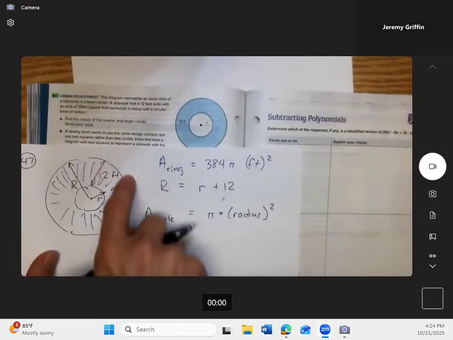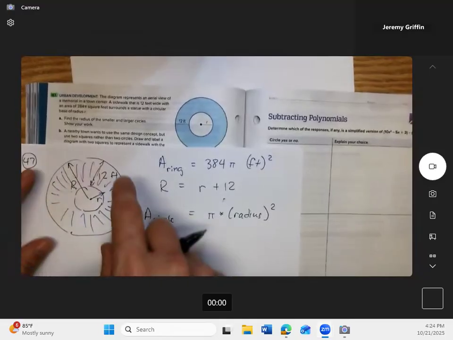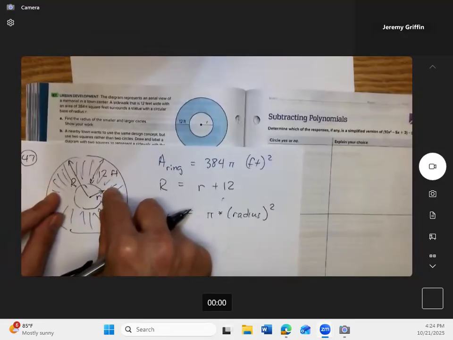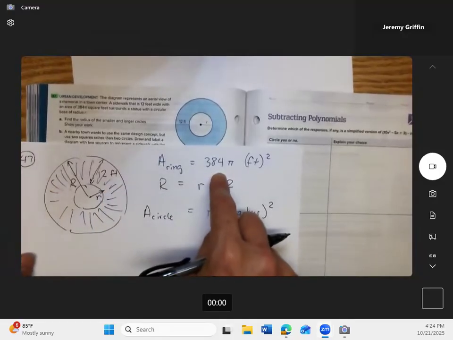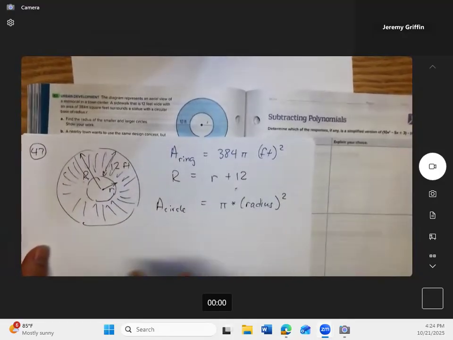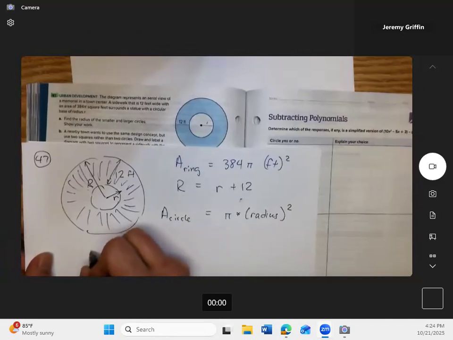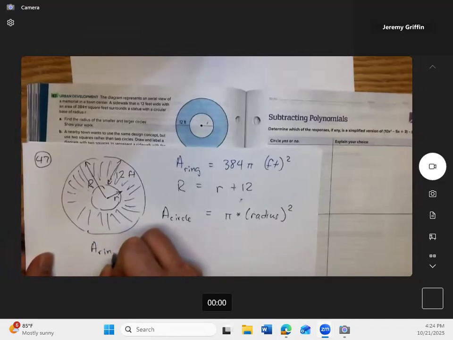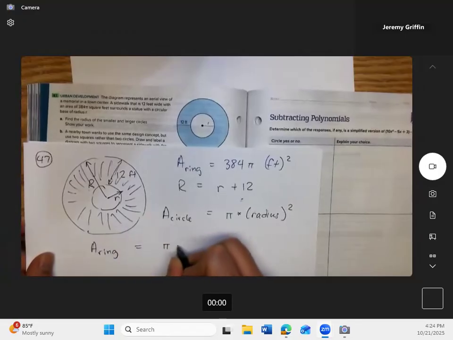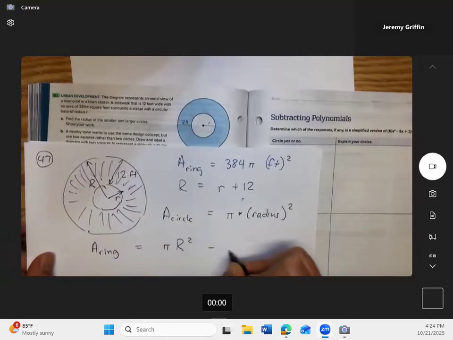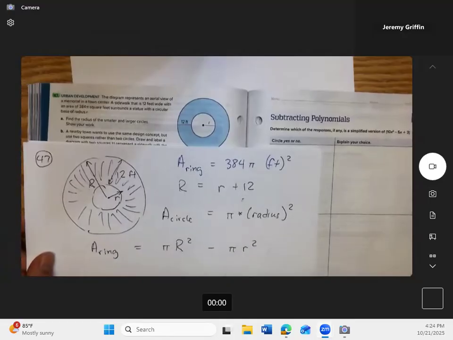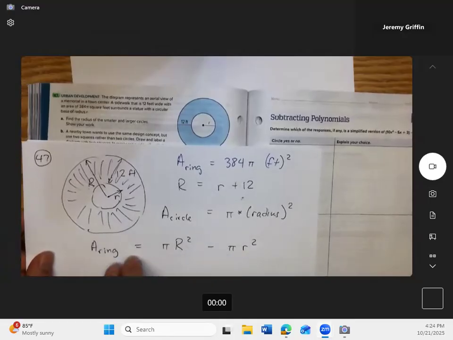Well, wouldn't the area of this blue shaded region be the large circle minus the small circle? And that's what's equal to 384 pi square feet. Yeah, let's do that. So we're subtracting two circles, large minus small. So I'm going to say area of the ring is pi big R squared minus pi little r squared. Right? Big circle minus little circle leaves you with the ring.